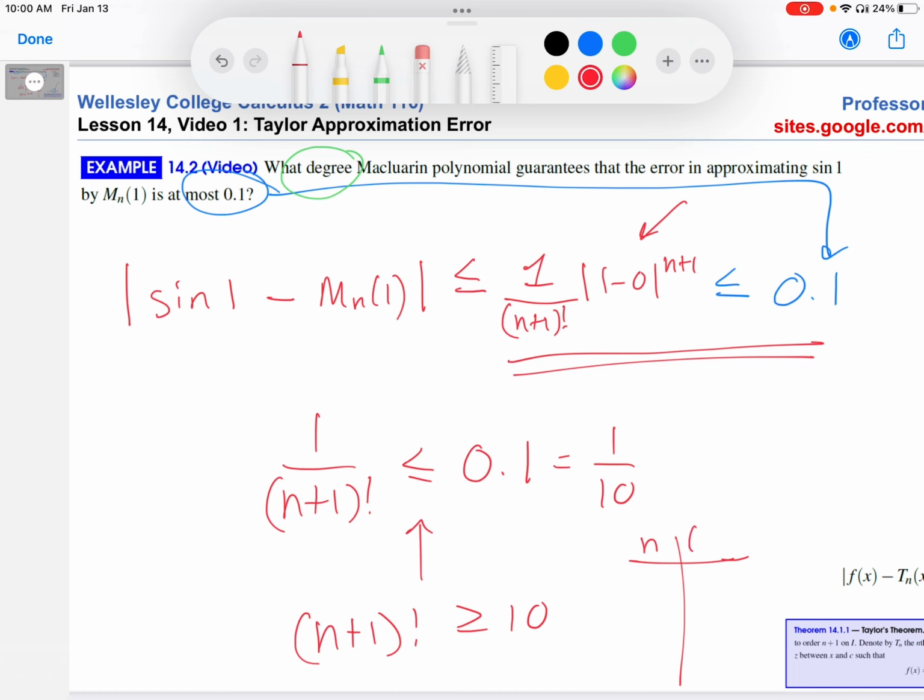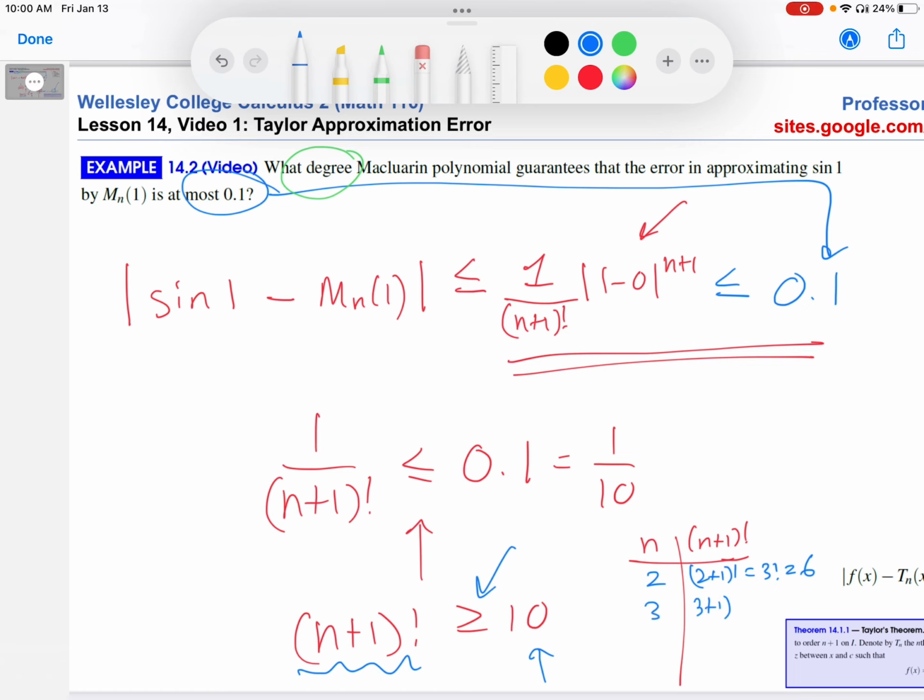So here is n plus 1 factorial. We're looking for the first time that n plus 1 factorial gets bigger than or equal to 10. So let's just start with 2. So 2 plus 1 factorial, that's 3 factorial. That's 3 times 2, that's 6. Doesn't meet the criteria, not bigger than or equal to 10. Go to the next one.